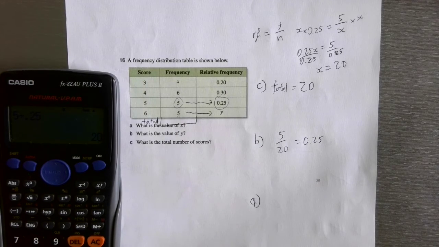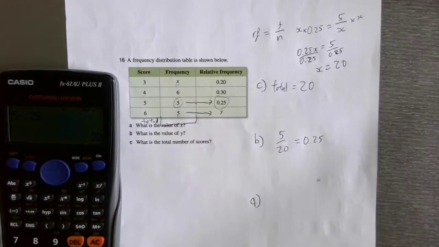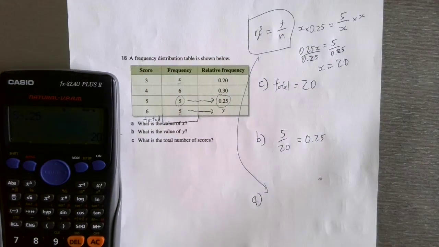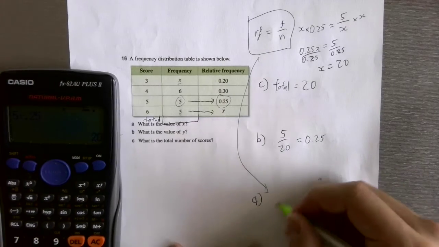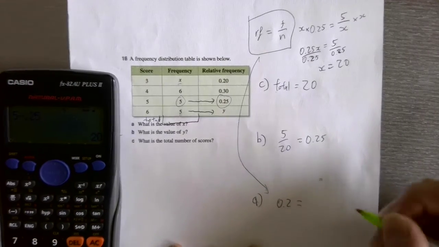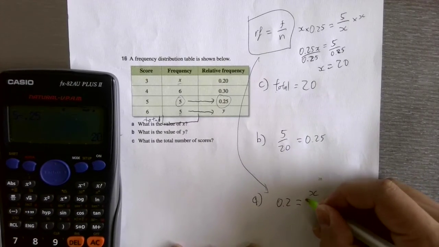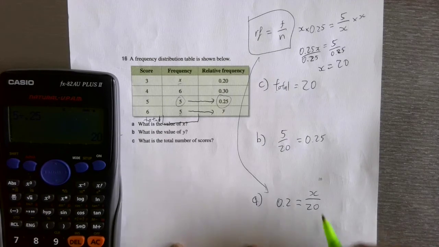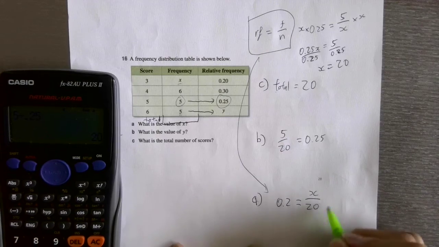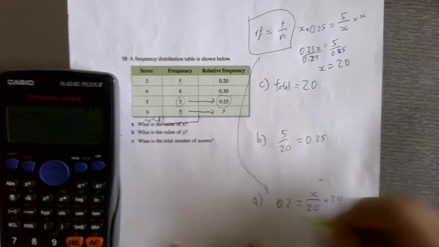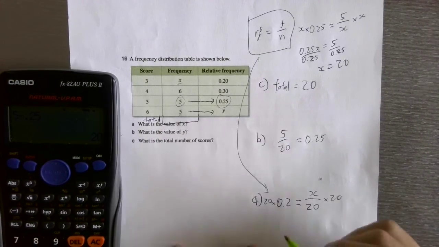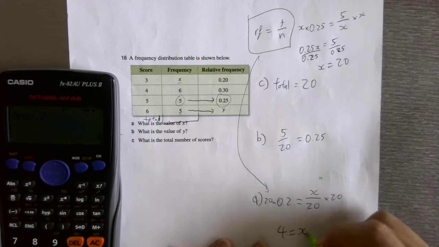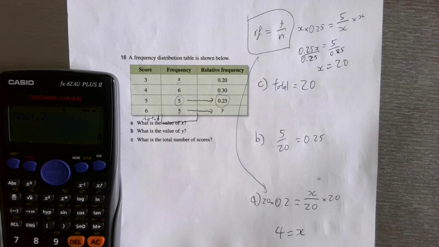The last thing we need to do is to work out our last missing frequency. Now, if you have this formula here, girls, it's important to know that the relative frequency, 0.2, is equal to the frequency, which we don't know, divided by 20. And so now, if I want to solve this equation, I need to do the opposite of a divide, and times by 20 on both sides, and then that equals 4. So the missing value of x is 4.